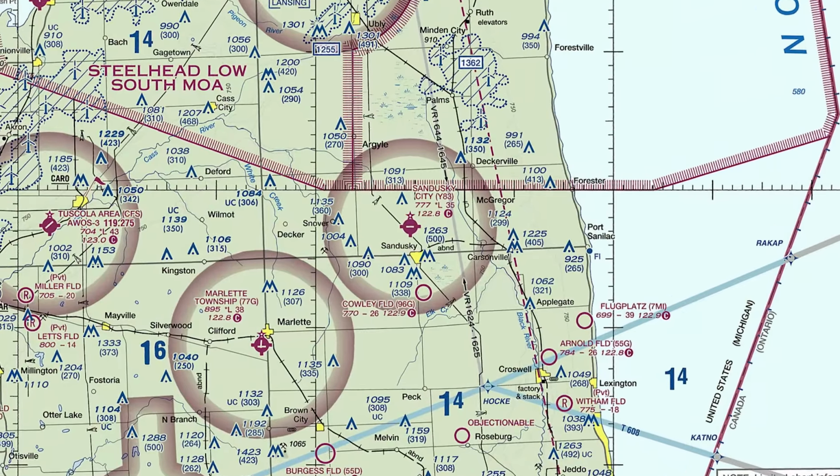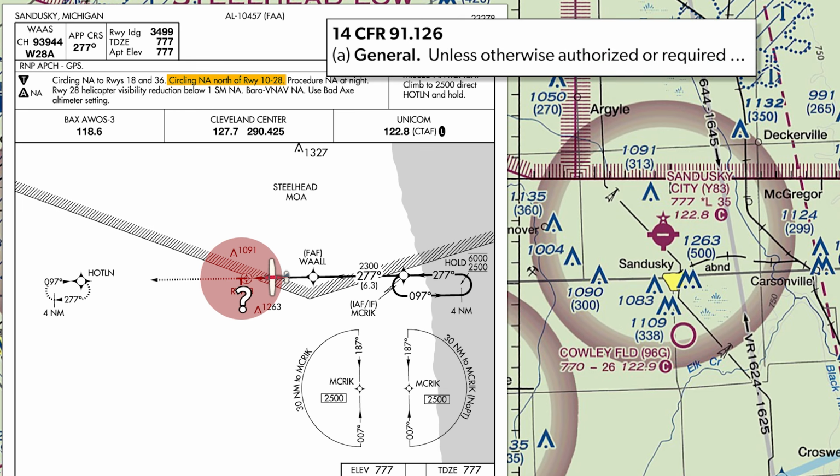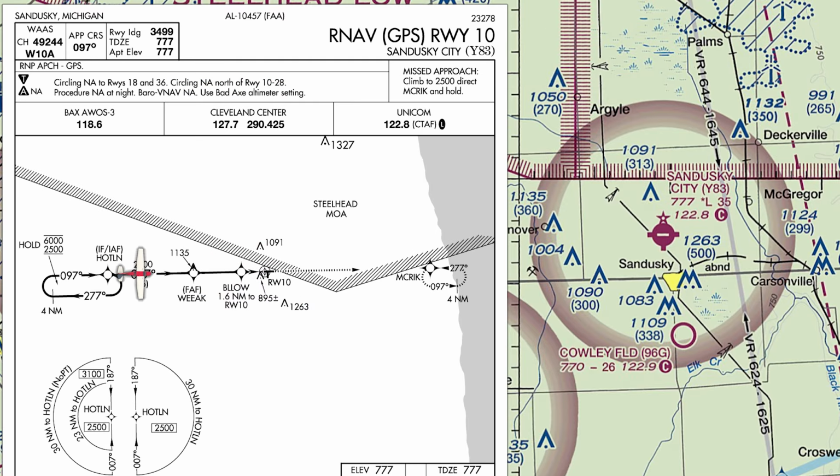There are some approaches where a circling restriction conflicts with the published traffic pattern. Take the RNAV runway 28 at Sandusky City, Michigan, for example, and suppose that you wanted to circle to runway 10. But circling is not authorized north of the runway, and that's where the left traffic pattern is. Is it reasonable to circle south with right turns then? You could cite the unless otherwise authorized or required clause of FAR 91.126. But since you could just fly the RNAV 10 here instead to a straight-in landing, it'd be hard to argue, I think, that circling with right turns is required.